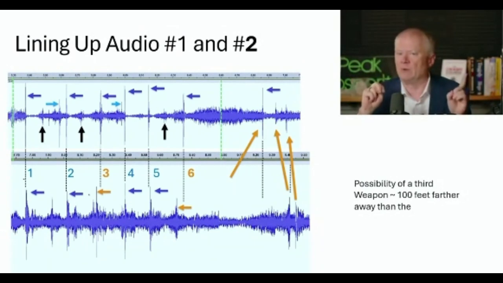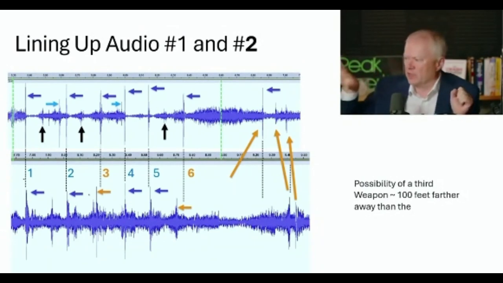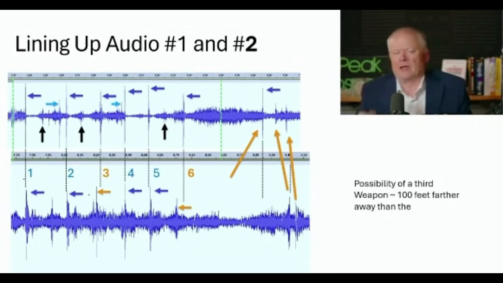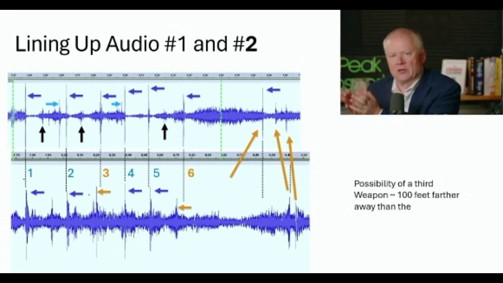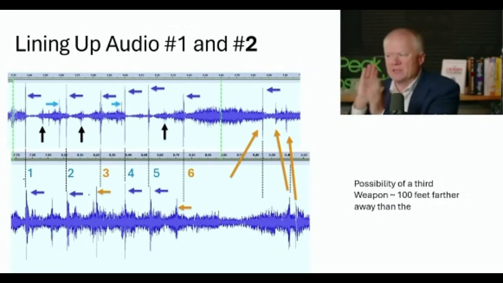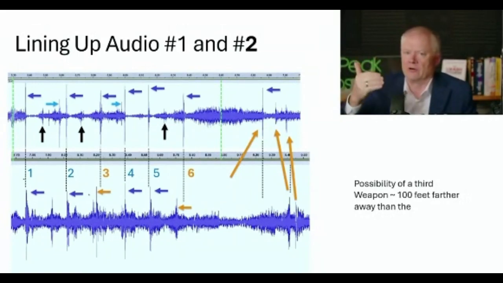1, 2, 3 are from weapon 1. Weapon 2 for sure is in a different spot, but there's a possibility, because of those times, of weapon 3. So it could be that 1, 2, 4, 5 were taken by the crooks on the roof because he heard some stuff going on and decided to take his shots, but 3 and 6 were taken by somebody else another 100 feet away. I don't know, we're going to need more professional audio analysis.